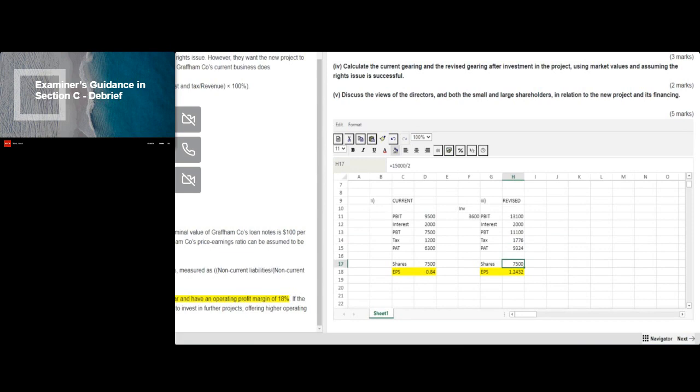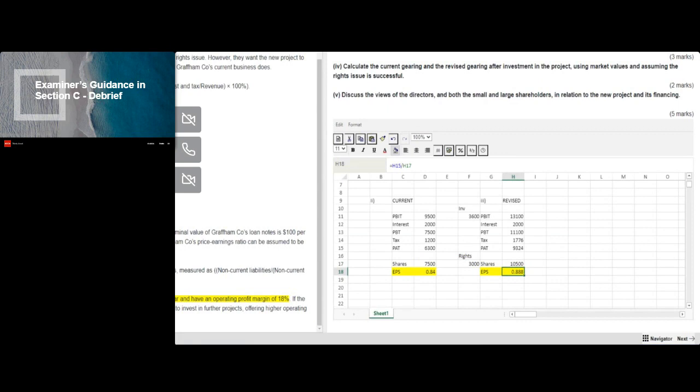The shares will change though because we're using the rights issue. So we need to add in the rights shares. And remember, it was a 2 for 5, so it's going to be 7,500 divided by 5 times by 2. So we add in the rights shares, and we automatically then get the earnings per share becoming now 0.888.